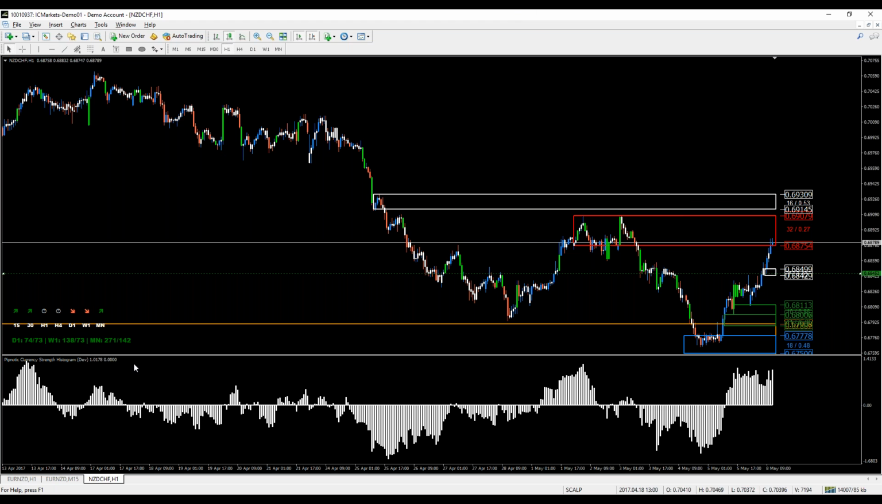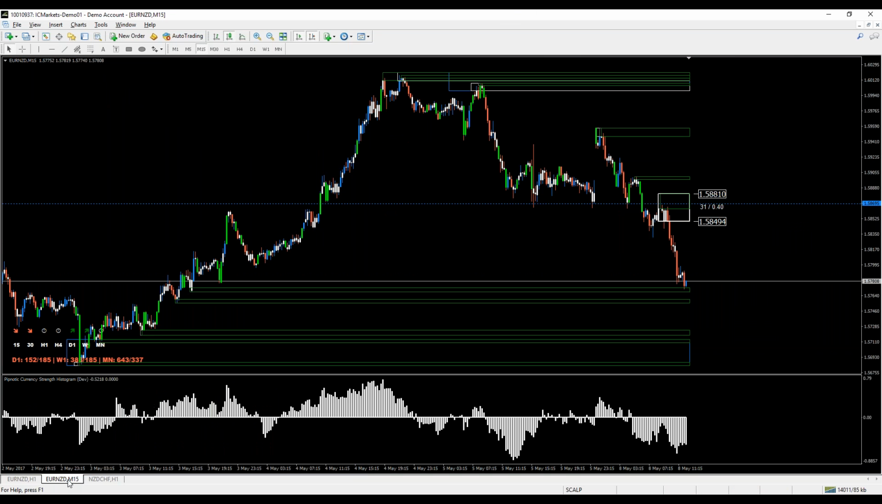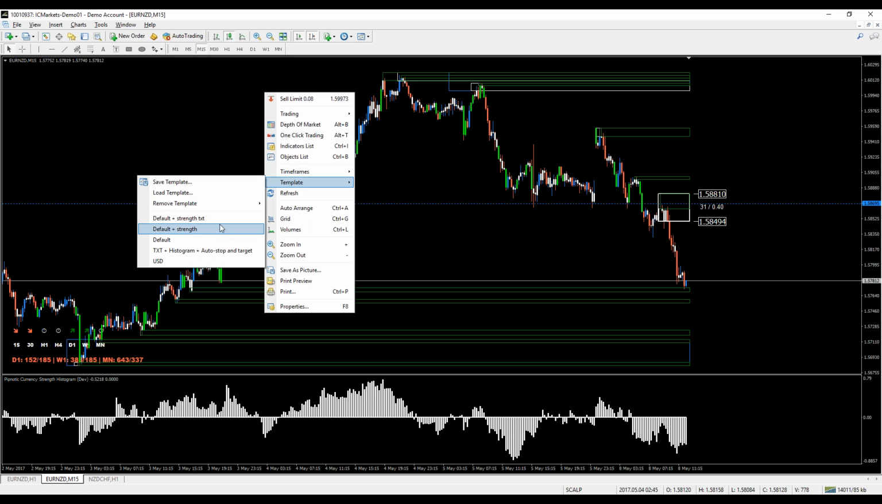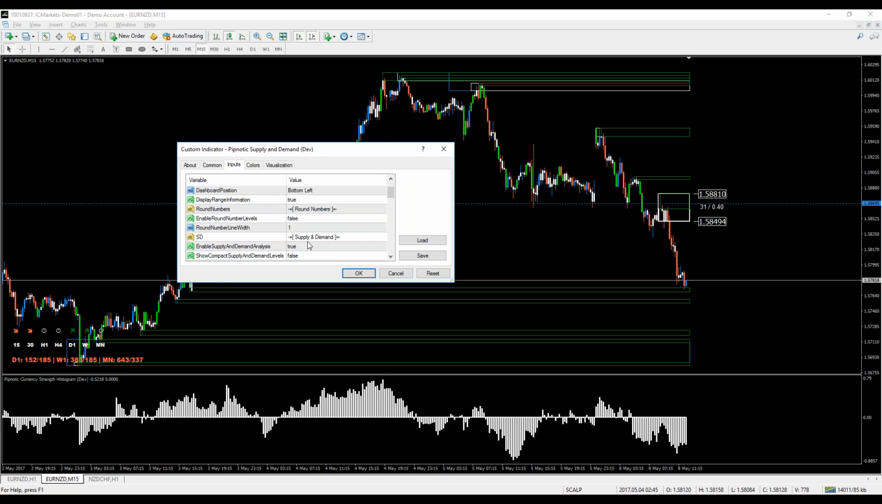All right, goody. Okay, let's have another look here at the other pair, the Euro Kiwi. What's going on in the Euro Kiwi again? Let's remove the rectangles.